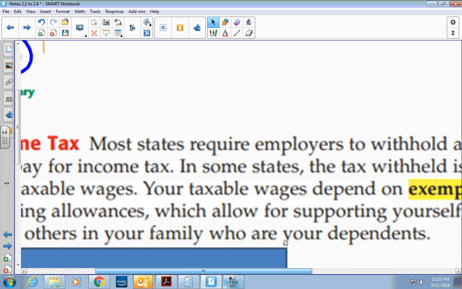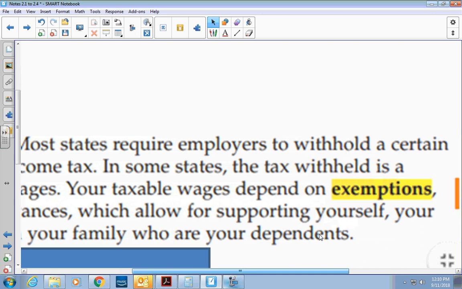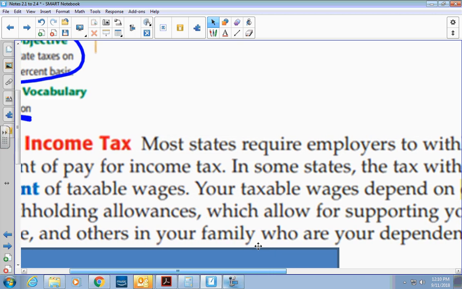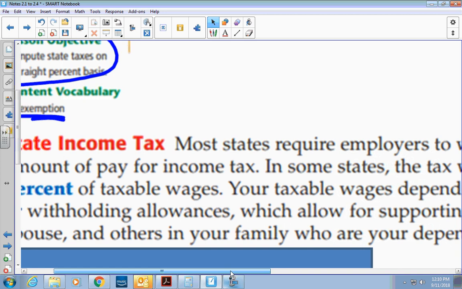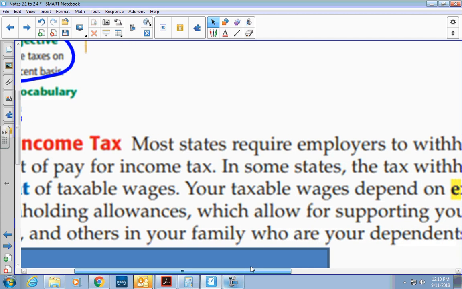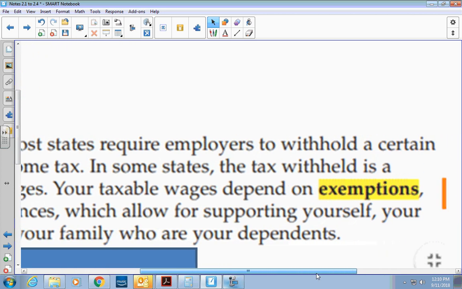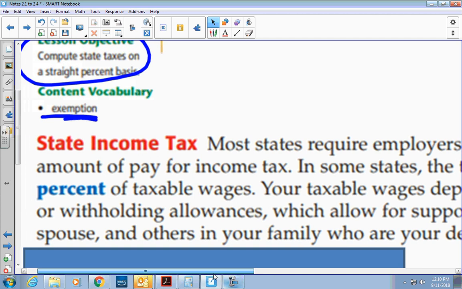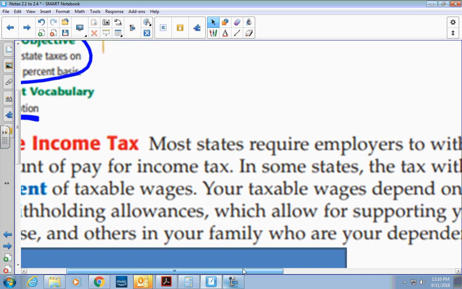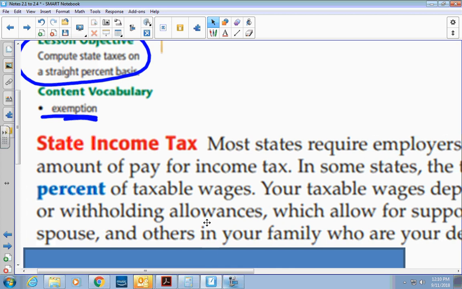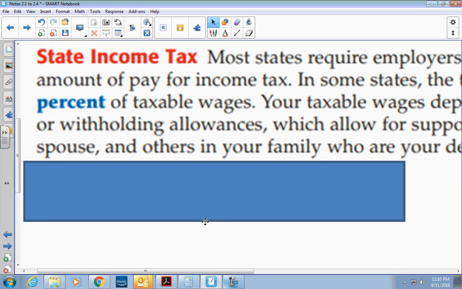Your taxable wages depend on exemptions, withholding allowances, which allow for supporting yourself, your spouse, and others in your family who are your dependents. So if somebody depends upon you to pay their way, so they're not making their own money that supports themselves, they're a dependent.